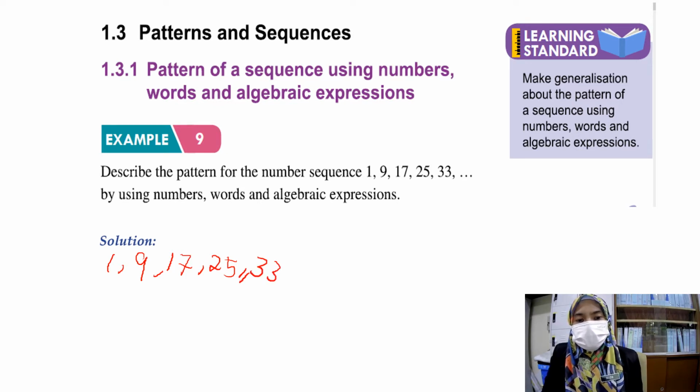Okay, we can see that the number is increasing. So, the arithmetic operation involved must be addition or multiplication. Okay, let's try addition. Number 1 plus what number equal to 9? Yes, 1 plus 8 equal 9.